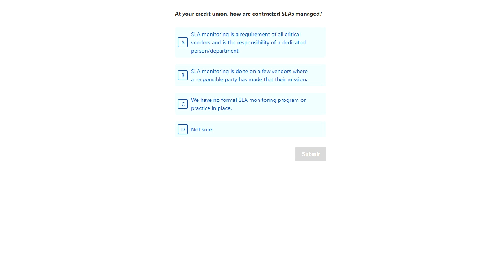Again, it's any number of things. So while there is a definition for what is a vendor issue, how you apply that at your credit union could be very different for each of you. But those are some good examples.